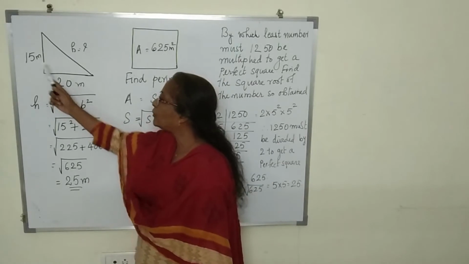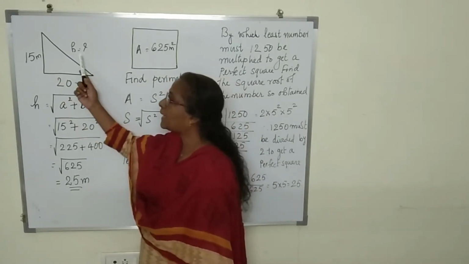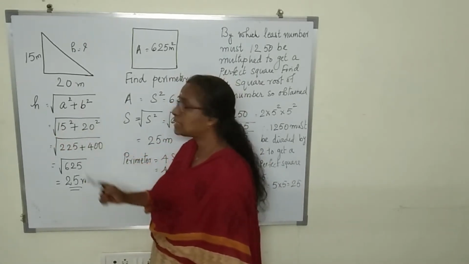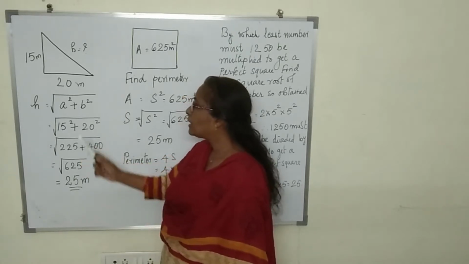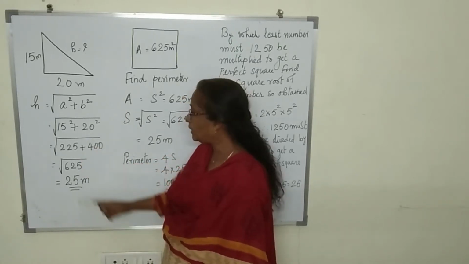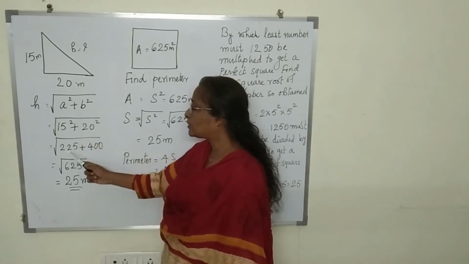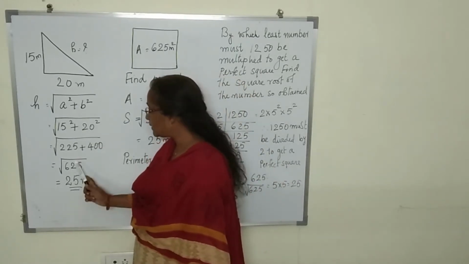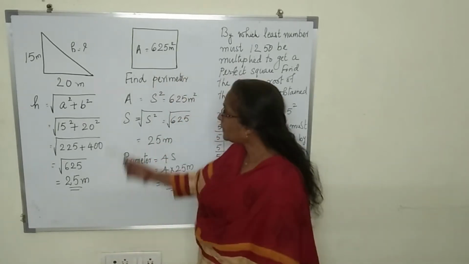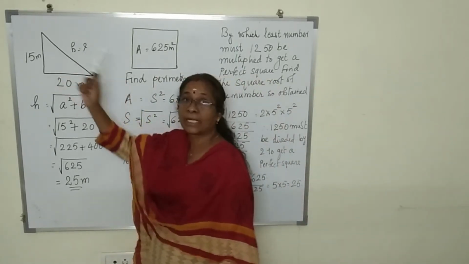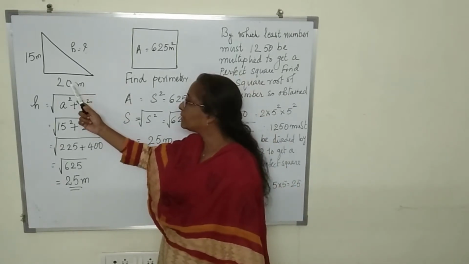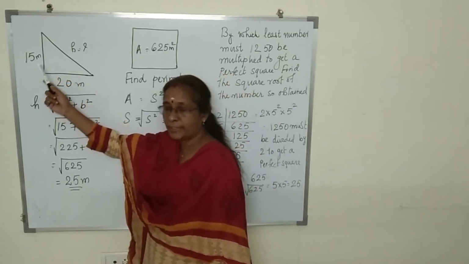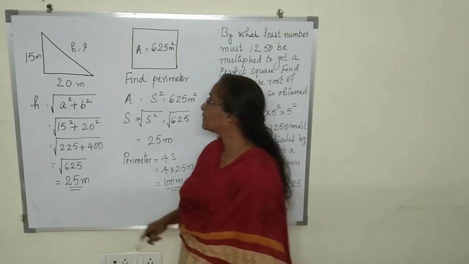So, here altitude and base are given. We have to find hypotenuse. So, hypotenuse is equal to square root of a square plus b square, which is equal to square root of 15 square plus 20 square. Write the square of 15, that is 225, square of 20, 400, total is 625 and its square root is 25. Okay, so this can be asked in three different ways: to find the base, the altitude, or the hypotenuse.